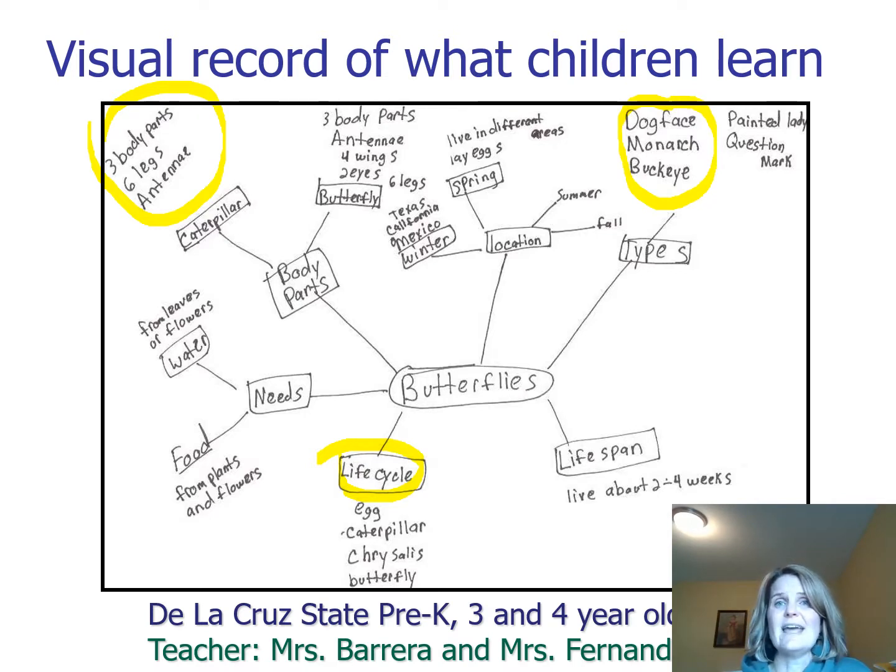So it can shut down a really good discussion that children might be wanting to have. If instead these had been placed as branches around the life cycle, then there would be more opportunity to talk about the relationships and about those individual features of the life cycle.